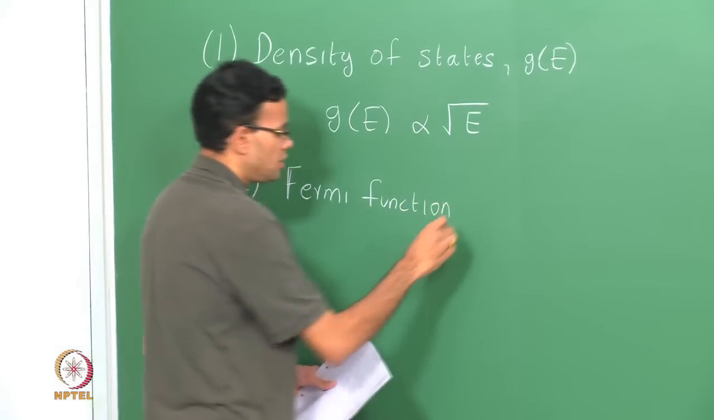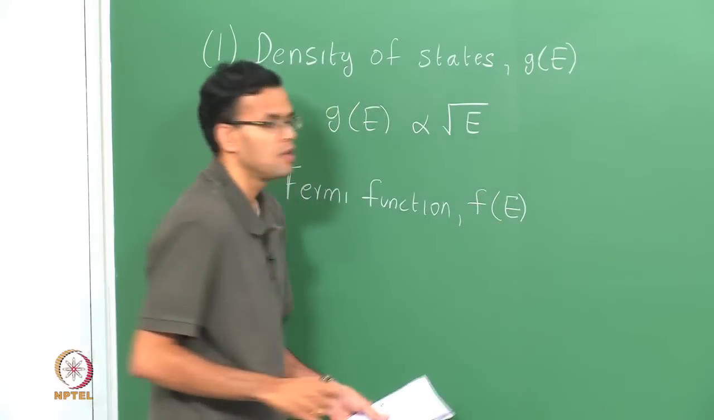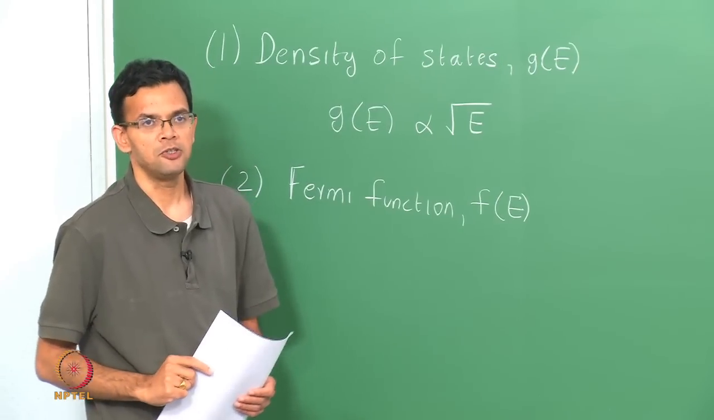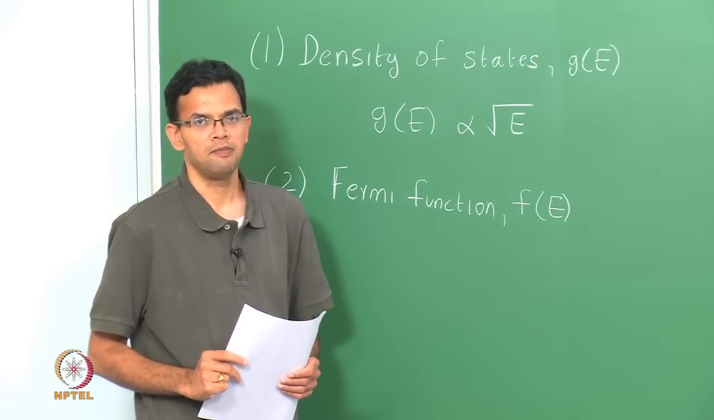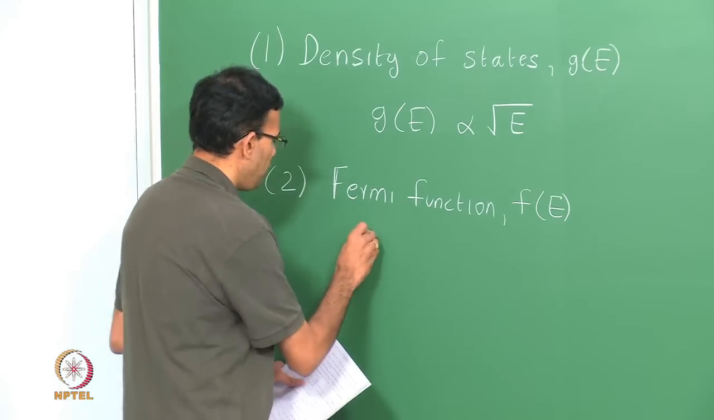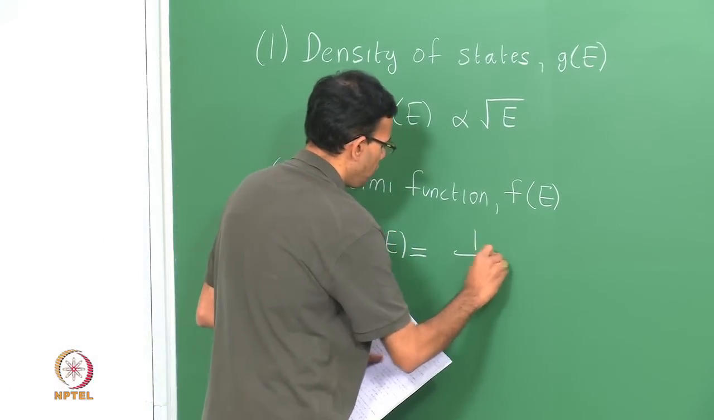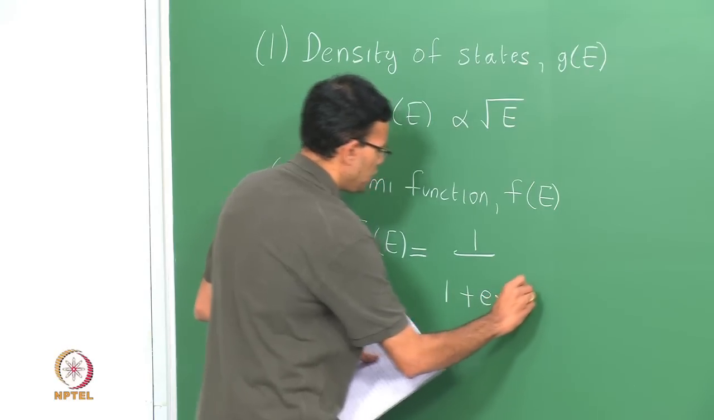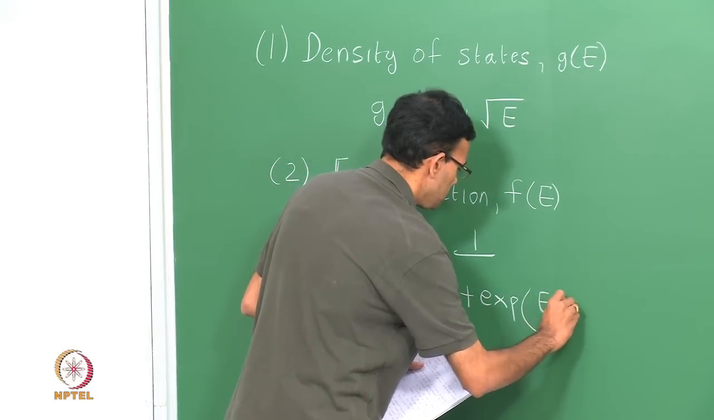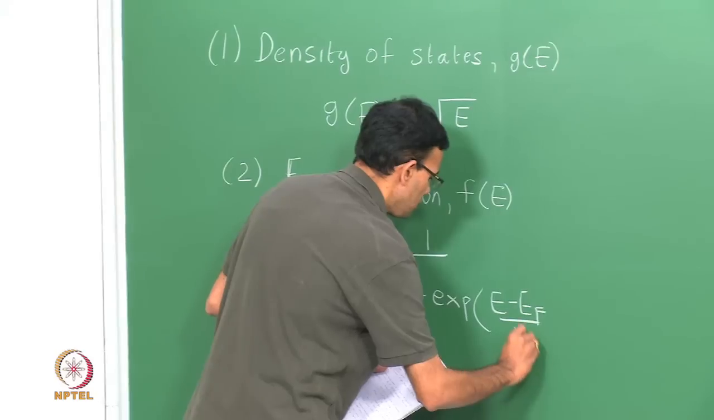We denoted this by F of E. The Fermi function tells you the probability of occupation of an energy state by an electron. F of E we found is 1 over 1 plus exponential E minus E F over k T.